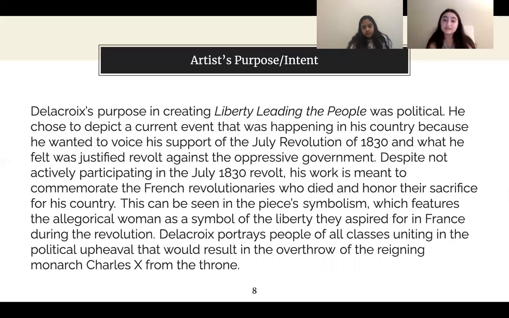This can be seen in the piece's symbolism, which features the allegorical woman as a symbol of the liberty they aspired for in France during the revolution. Delacroix portrays people of all classes uniting in the political upheaval that would result in the overthrow of the reigning monarch Charles X from the throne.